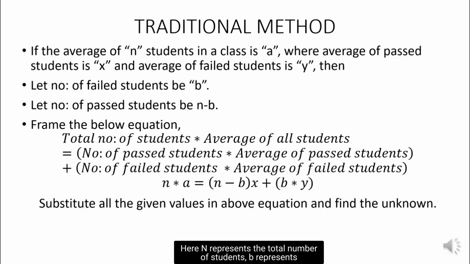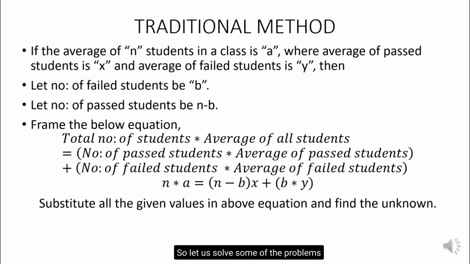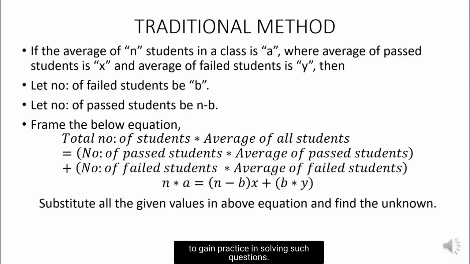Here n represents the total number of students, b represents the number of failed students, n minus b represents the number of passed students, X denotes the average of the passed students, and Y denotes the average of the failed students. Of all the unknown parameters, maximum 3 to 4 parameters would be provided so that we can find the single unknown. So let us solve some of the problems to gain practice in solving such questions.